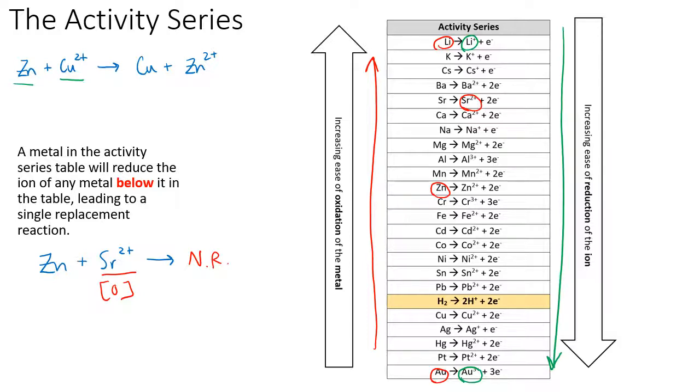This is how we read the activity series to predict our reactions. You will be given this activity series on quizzes and exams, so just make sure you practice using it and know how to tell if something can be oxidized by something else.